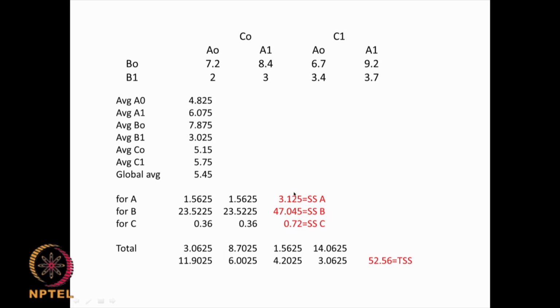Now we can assume the error is equal to the total sum of squares minus SSA, SSB and SSC. That is one way. Imagine I am interested in looking at interactions. I can look at two at a time, because here I have 3. That means first I will look at AB, so I can take an average of C0 and C1 and put it here.